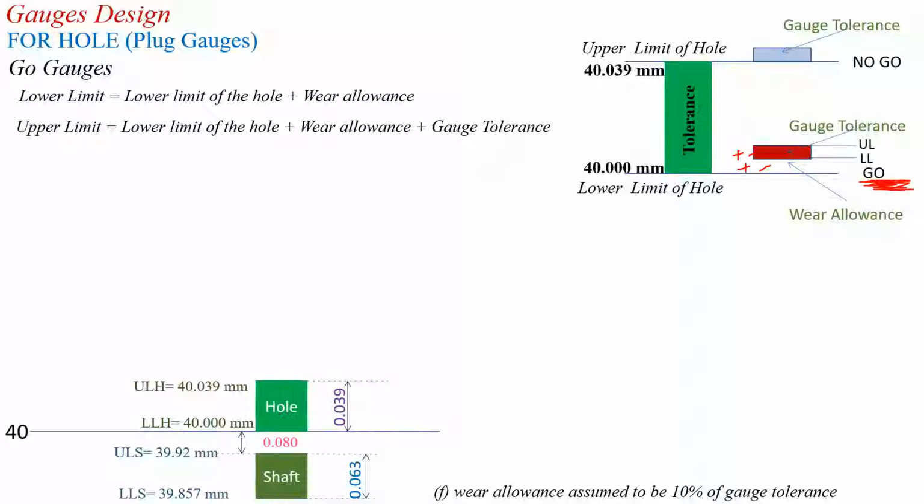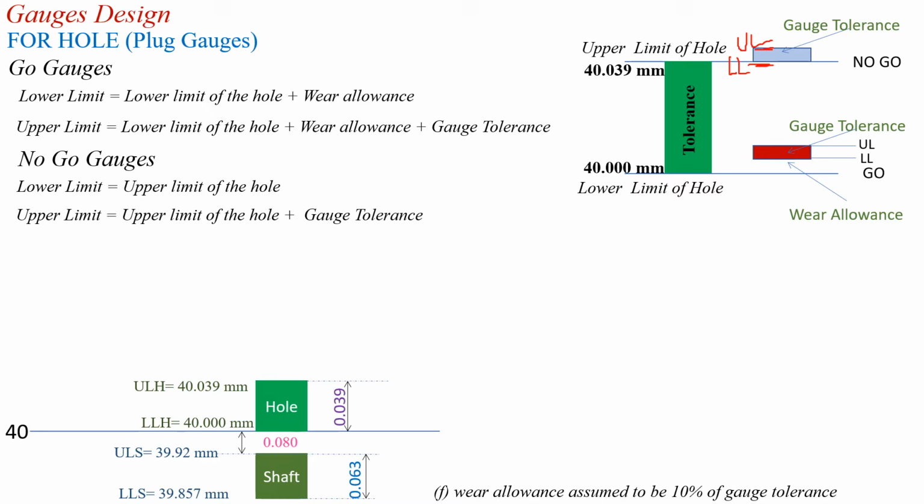Similarly, by observing this schematically, we can write the relationship between the limits of the hole and the limits of the no-go plug gauges. Here is the lower limit of the no-go plug gauge and this is the upper limit of the no-go plug gauge. So the lower limit of the no-go gauge equals the upper limit of the hole, and the upper limit of the no-go gauge equals the upper limit of the hole plus gauge tolerance.